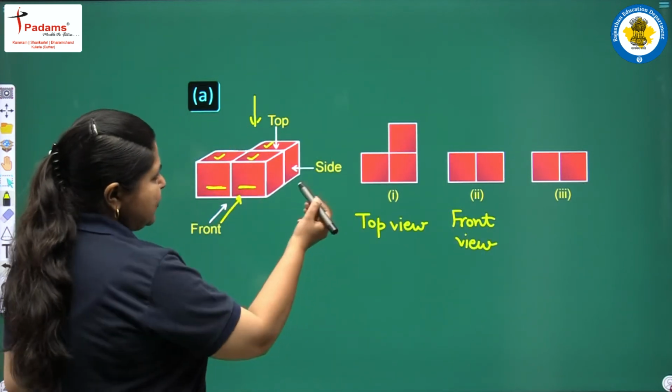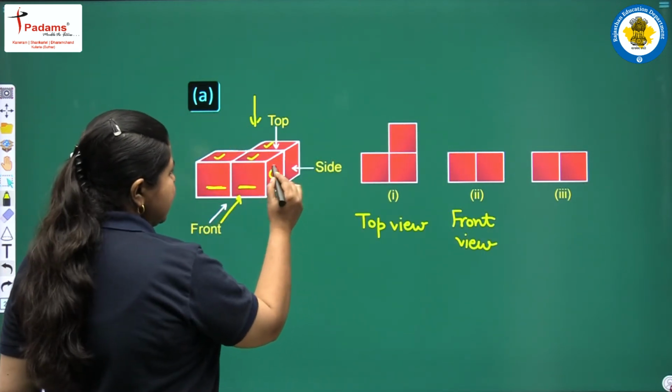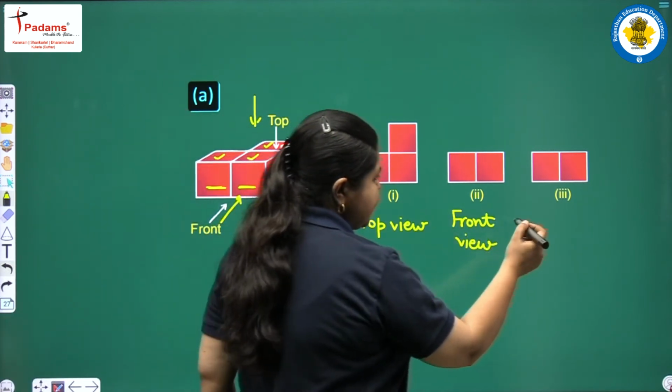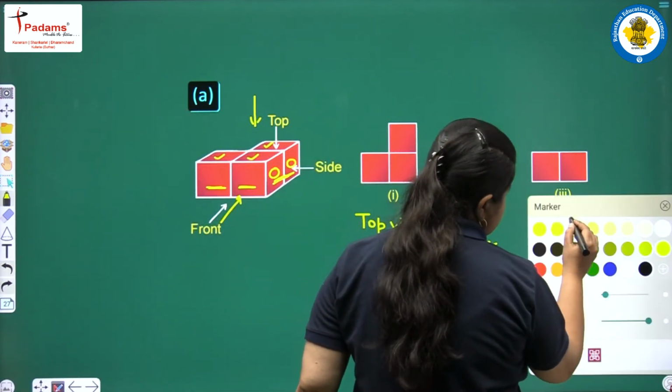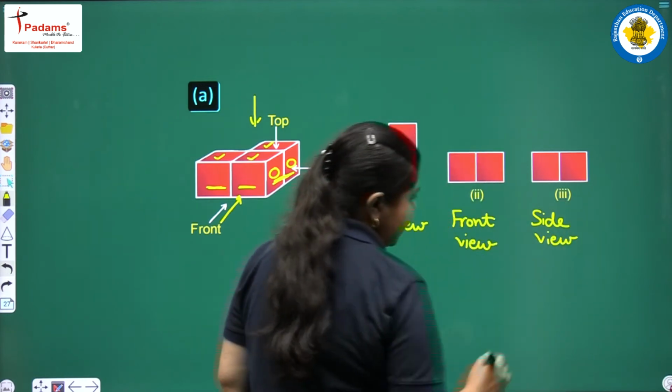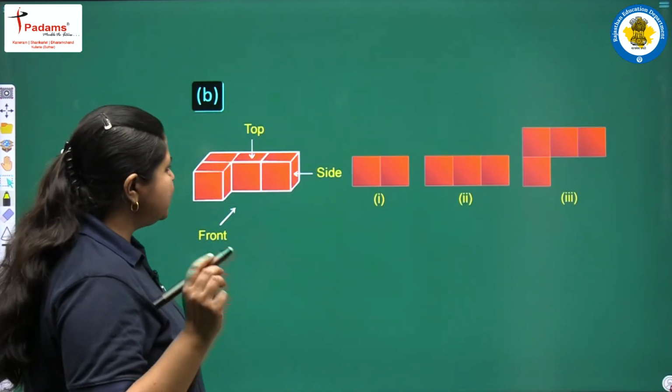And now the side view. साइड से देखेंगे आप तो आपको ये दोनों फेसेस दिखाई देंगे इन दोनों क्यूब्स के. तो ये साइड व्यू भी इसी तरह का रहेगा. So we can write here the side view. Getting it? It's easy. Next we have one more.